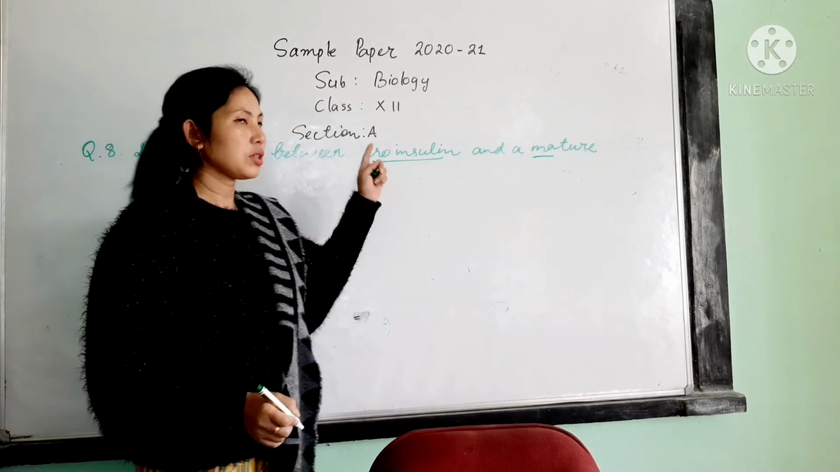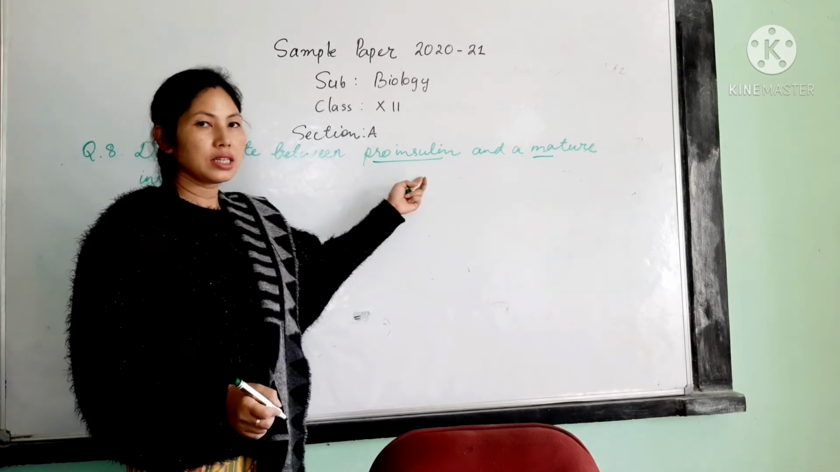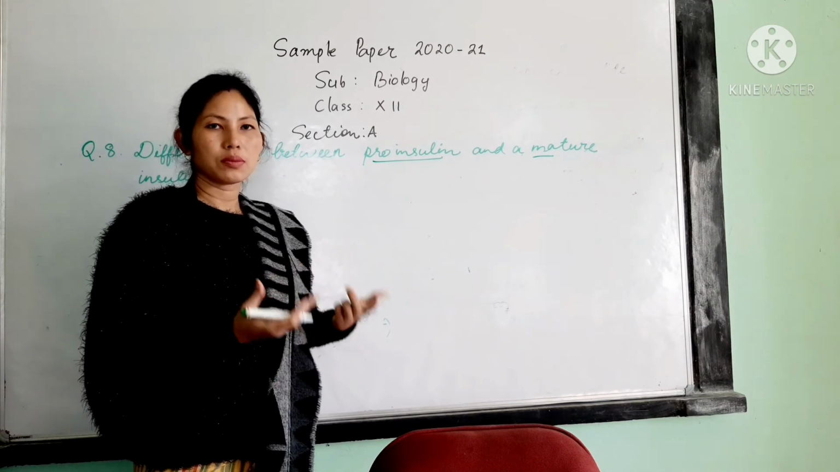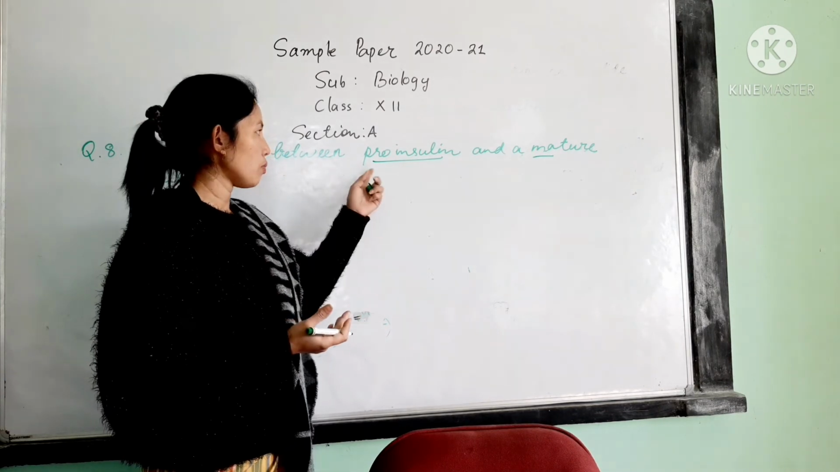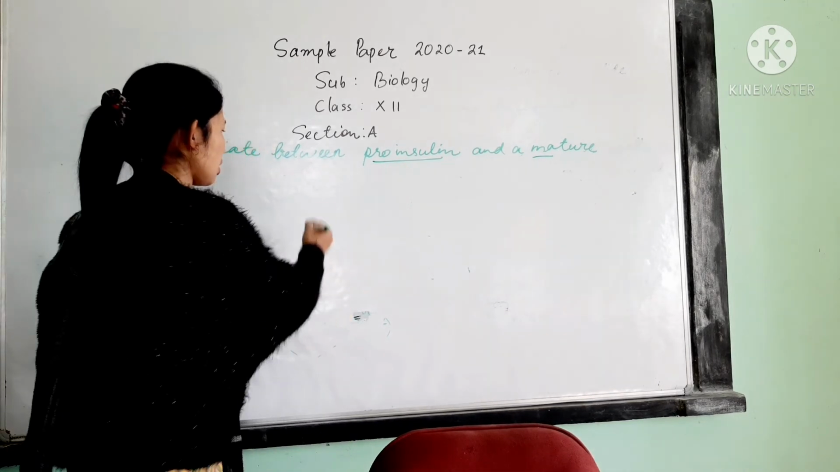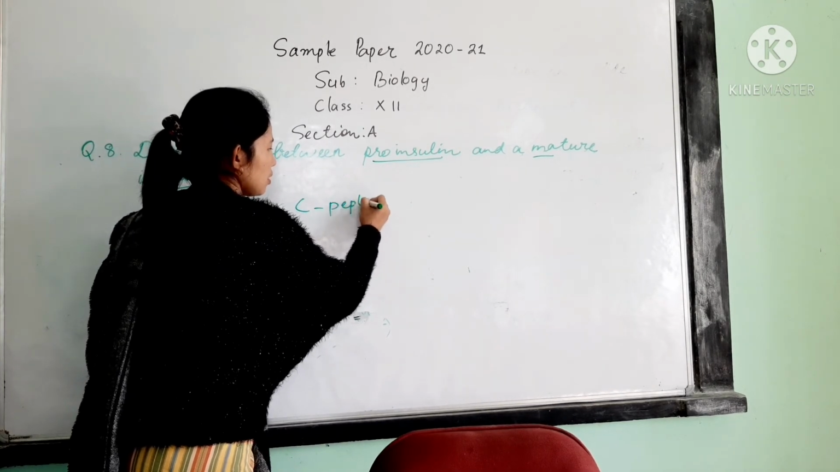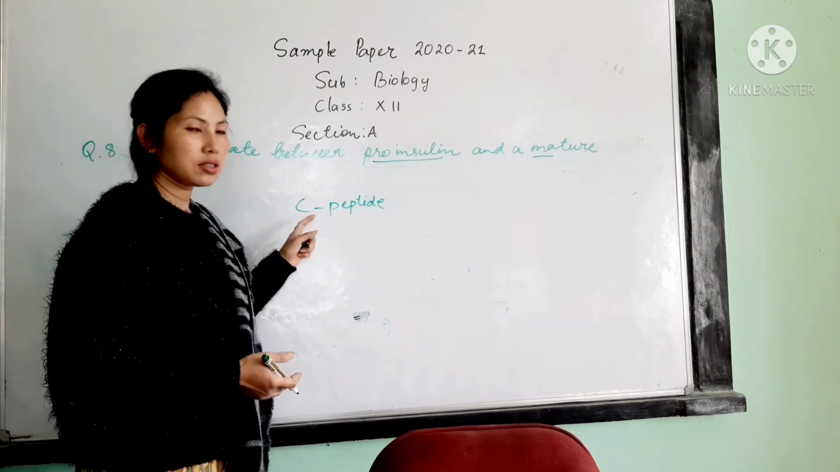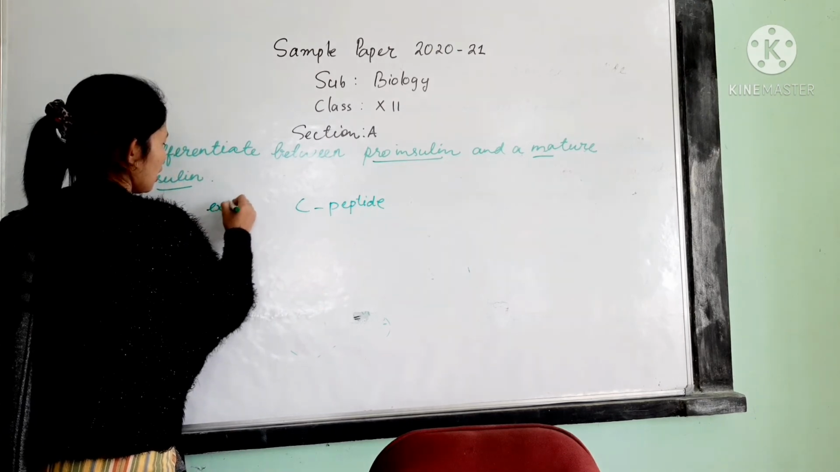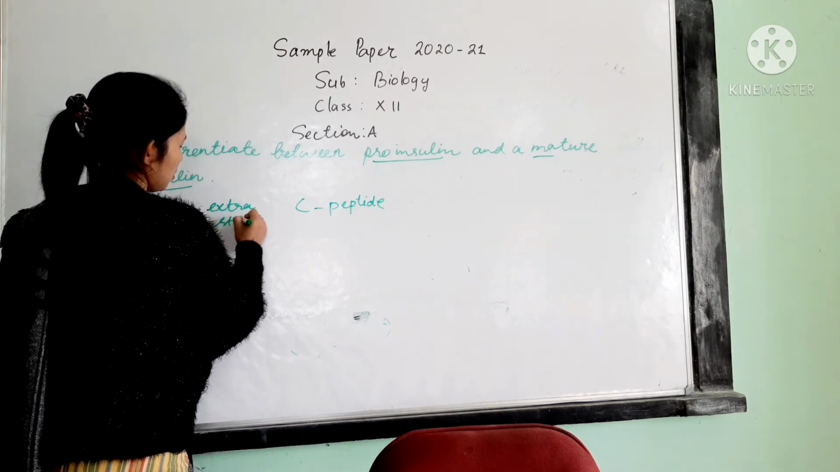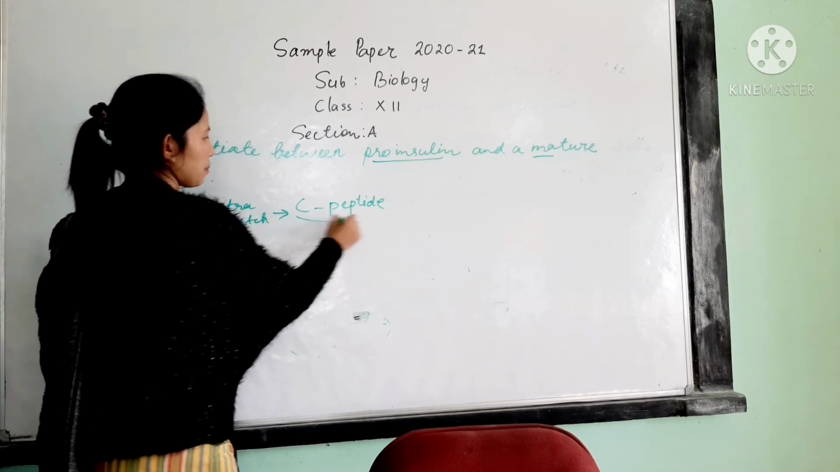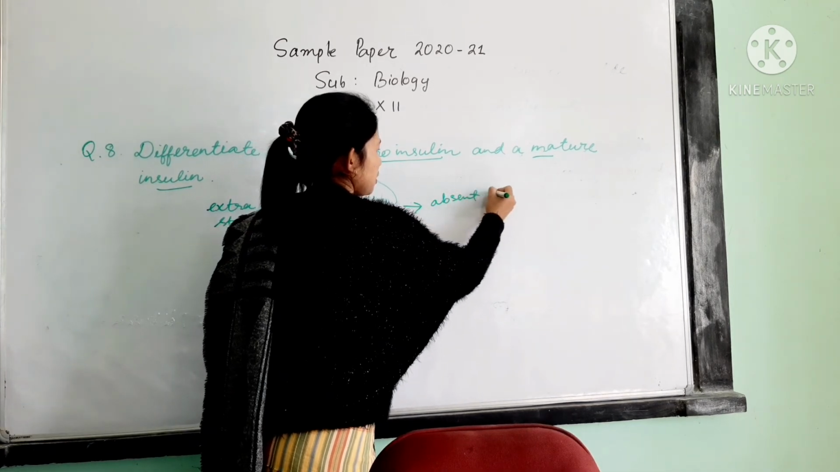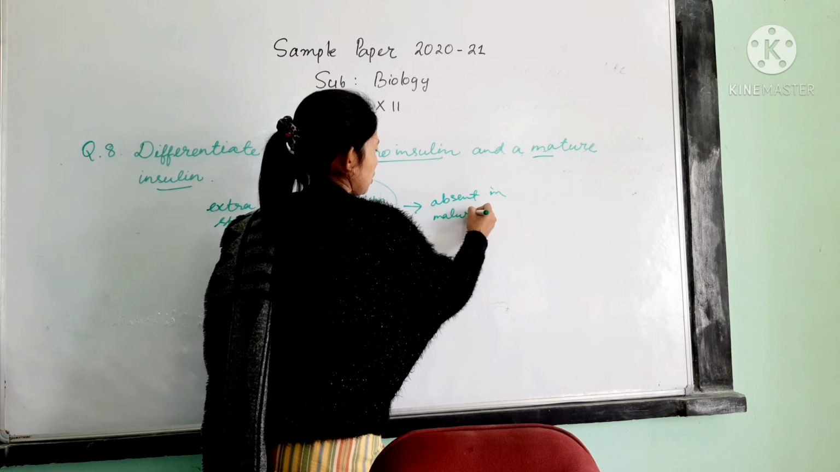Proinsulin and mature insulin. In humans, insulin is synthesized in an immature form, like a proenzyme, which is known as proinsulin, which has an extra stretch of C-peptide, right? So it needs to be processed. The proinsulin has got an extra stretch. You can write your answer as an extra stretch of C-peptide which is absent in mature insulin.